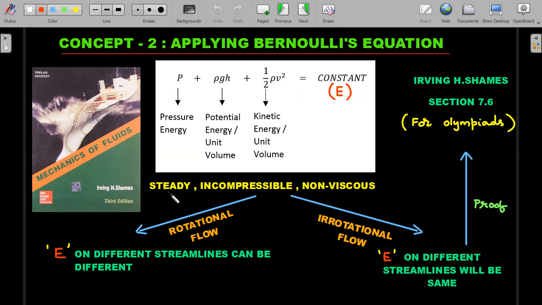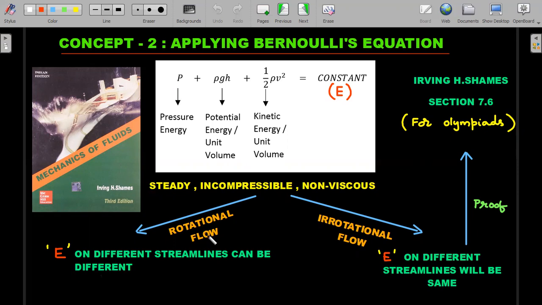Okay, so first and foremost, if I take the common conditions as steady, incompressible, and non-viscous, then if along with these three I have an irrotational flow, then capital E on two different streamlines will be the same. Whereas for rotational flow, you can actually prove from basics and slightly higher level mathematics that the rotational flow condition ensures that on a single streamline you can apply this equation. Single streamline, two different points you can apply, but on two different streamlines, the value of this E will be different. And that's what is happening in our present problem, which is a rotational flow.